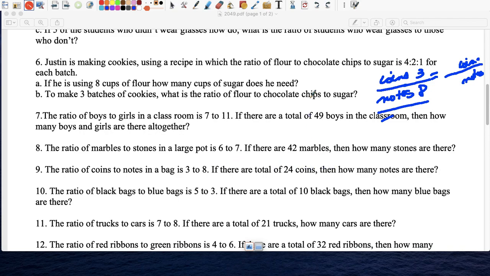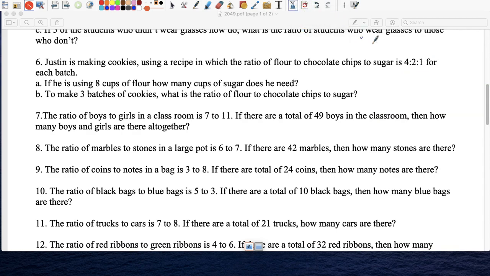Coins to notes is 3 to 8. If there are 24 coins, so on the other ratio, if that 3 all of a sudden is a 24, how many notes are there? Well, that's easy. To find an equivalent ratio, because this was times 8, I'm going to multiply the bottom times 8. That's going to be 64 notes.